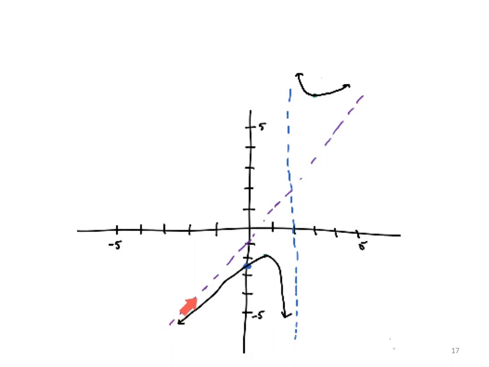We have our slant asymptote. We have our vertical asymptote. I have a maximum. I have a minimum. I have a y-intercept. I am increasing and then decreasing. I am decreasing again and then increasing. All right, the two decreasings in the middle.